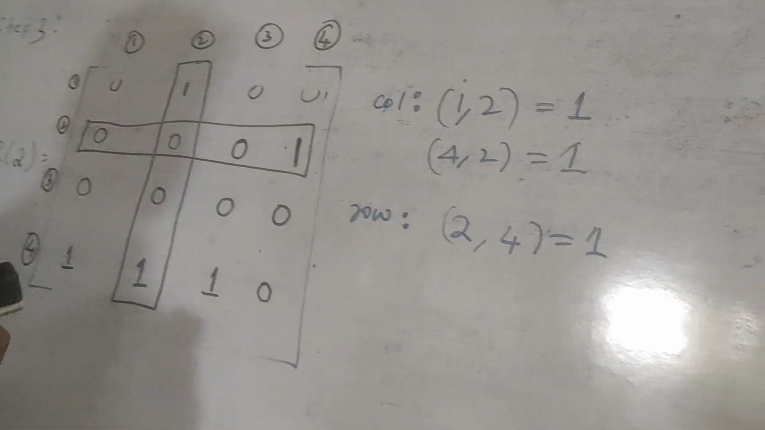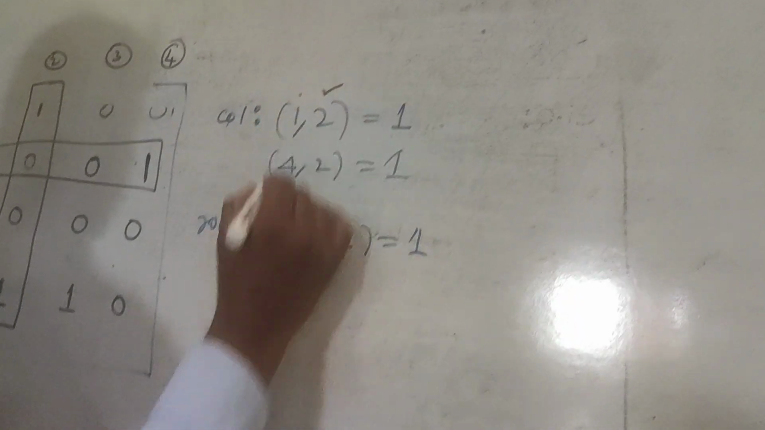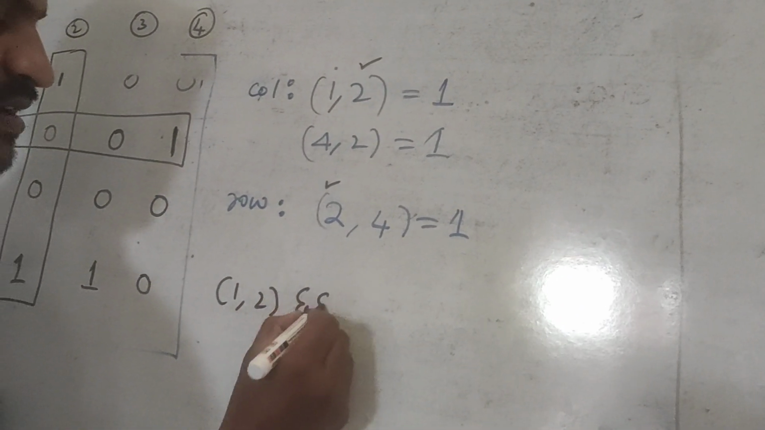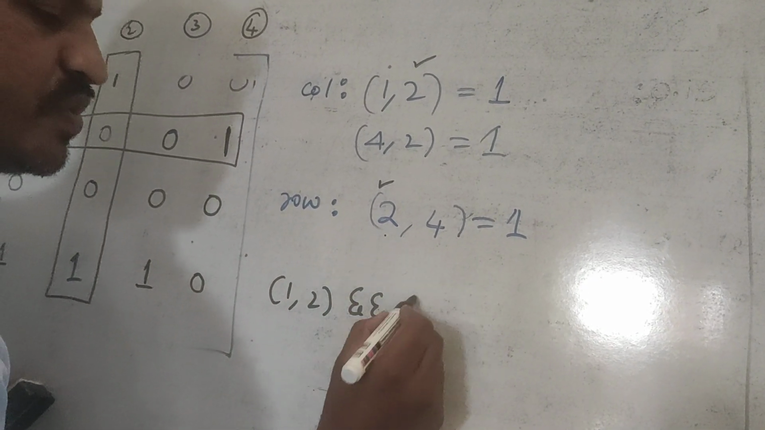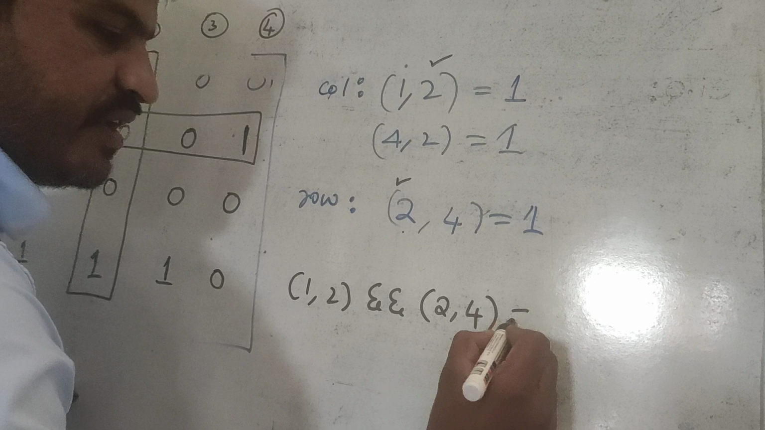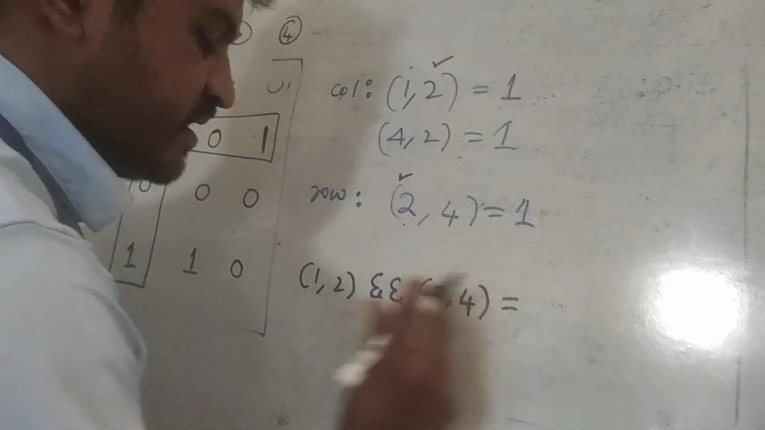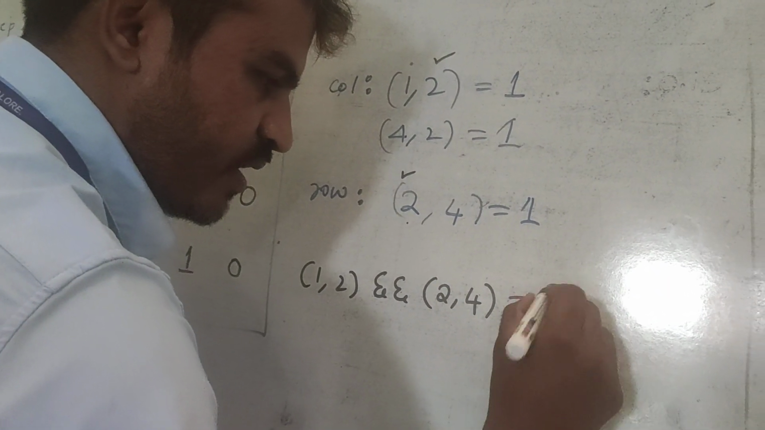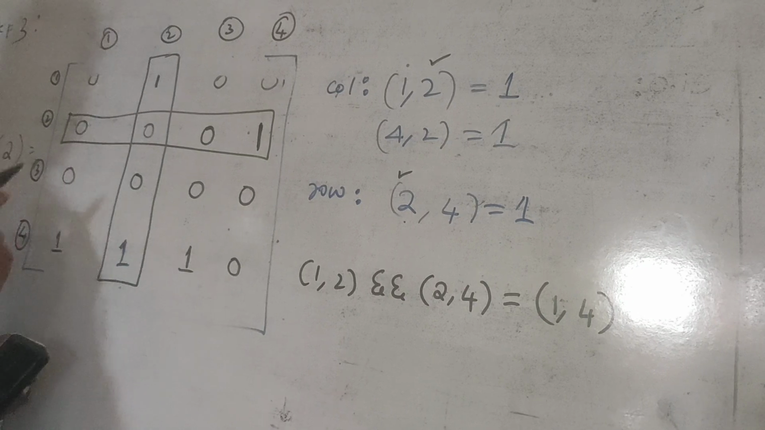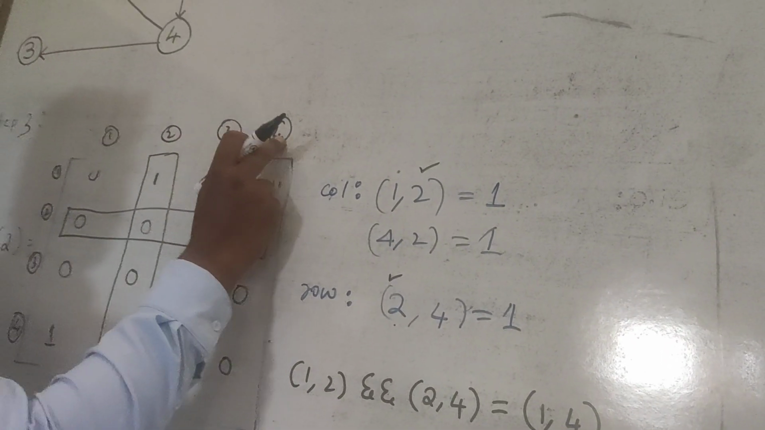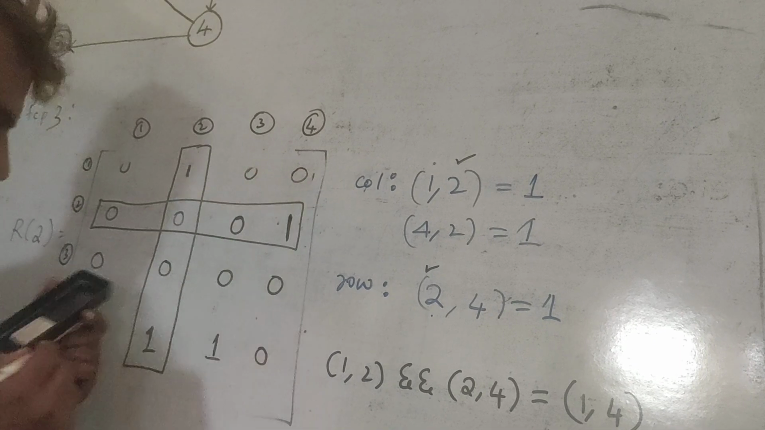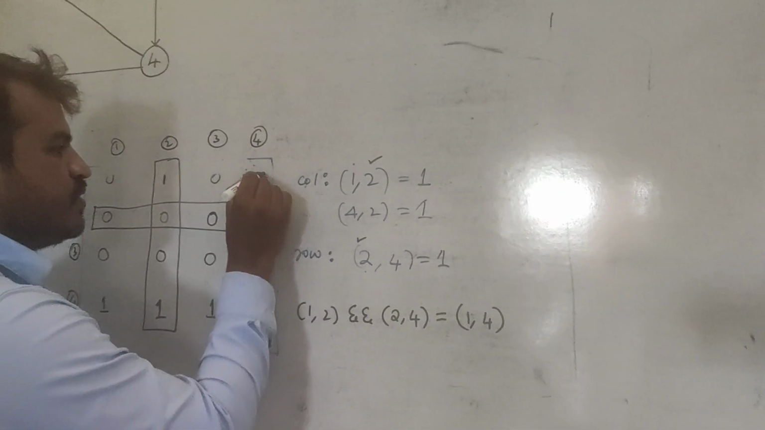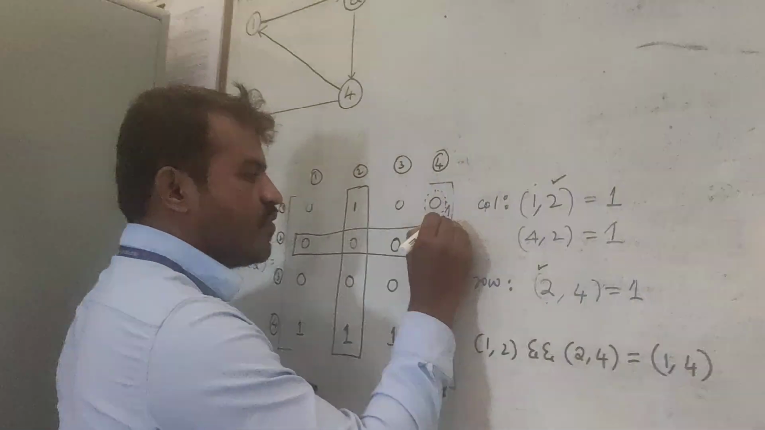Okay, make a combination for this. Select this one and select this one. There is a path existing 1 comma 2 and a path existing from 2 comma 4. Then we can say there is a path existing 1 comma 4. Is 1 comma 4 there? Check it out. This is 1 comma 4. Earlier it is 0. Now make it 1.